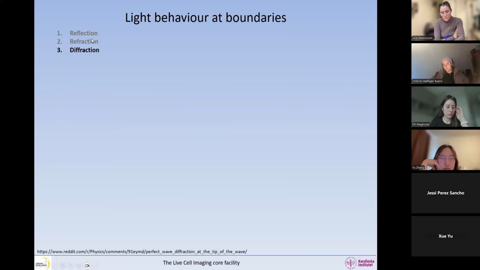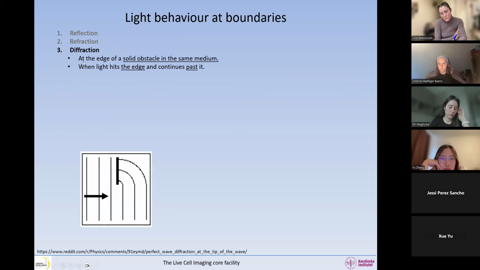So reflection, refraction, and the third one was diffraction. So what is diffraction then? Again, we have a light coming in and it reaches a solid obstacle. So this is what happens at the edge of a solid obstacle in the same medium. And now we don't have a boundary between two media like we had for reflection and refraction. Now it's the same medium, but there is something that blocks the way. When the light hits the edge of this obstacle, it bends. So it continues past it, but it bends. So you can see the wavefront is changed.